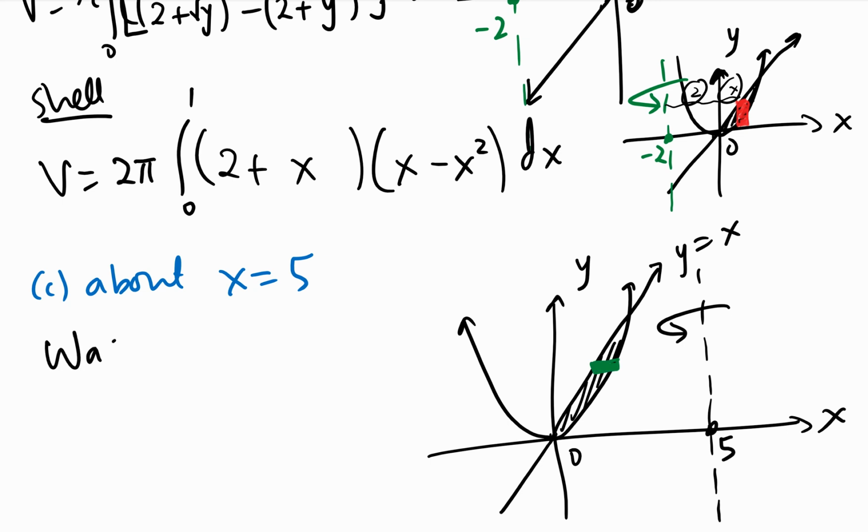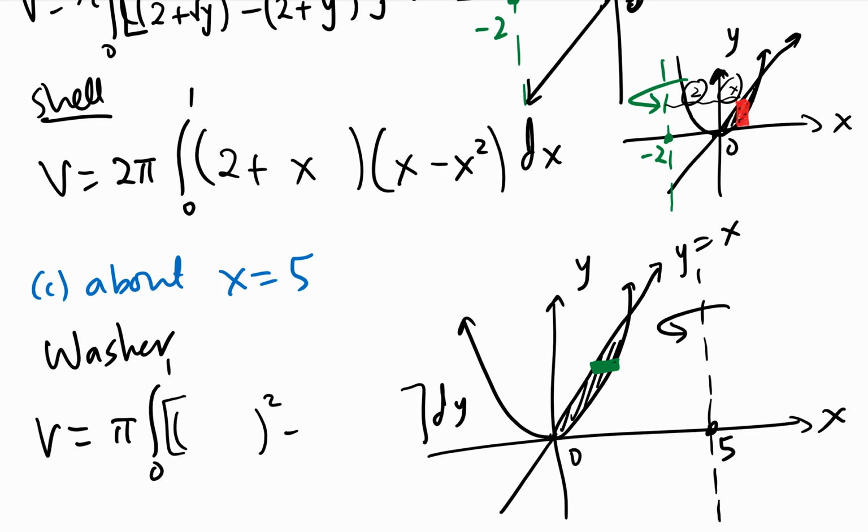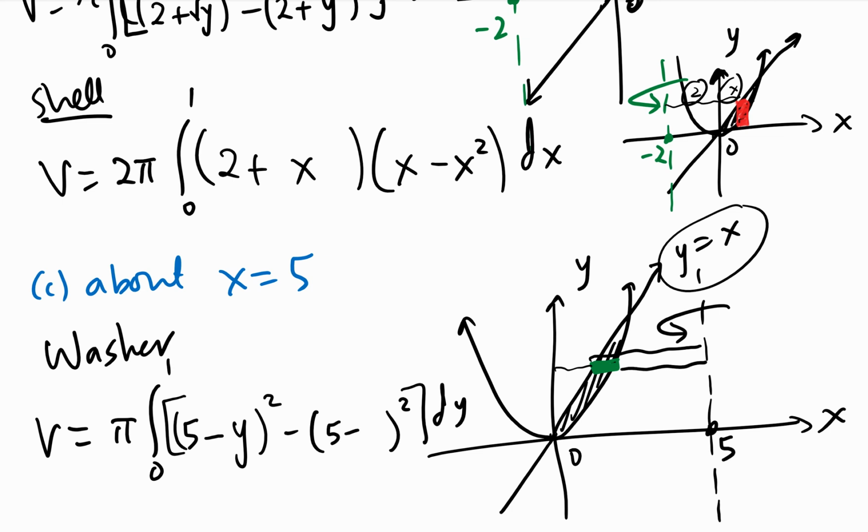So with washer, the volume is pi integral, again 0 to 1. We're going to have dy, squared. So this distance from here to here, it's 5 minus x. So 5 minus, but that x associated with y equals x. So x is y. The other one is this to this, 5 minus x squared or square root of y.